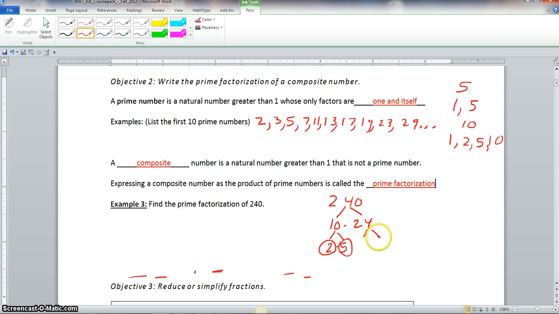Okay, now we come to 24. Now with 24 we could do 6 times 4. 6 breaks down to 2 times 3, and 4 breaks down to 2 times 2. So 2 is prime, 3 is prime, 2 is prime, and 2 is prime.